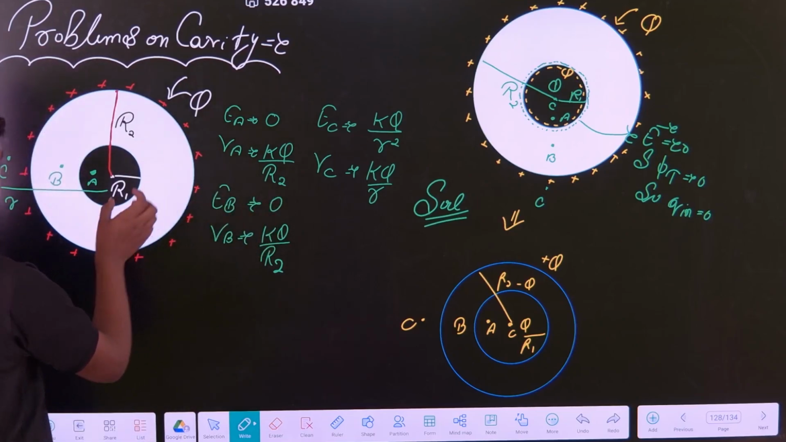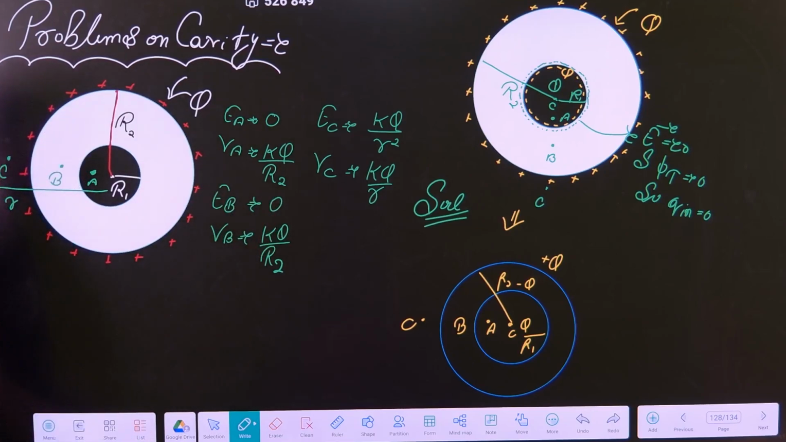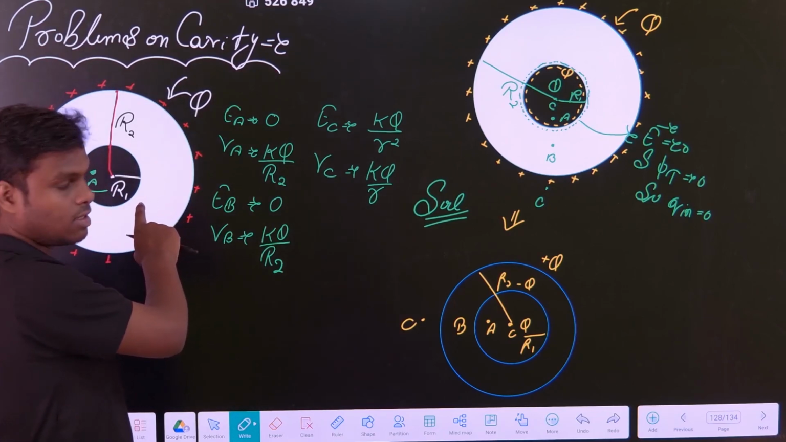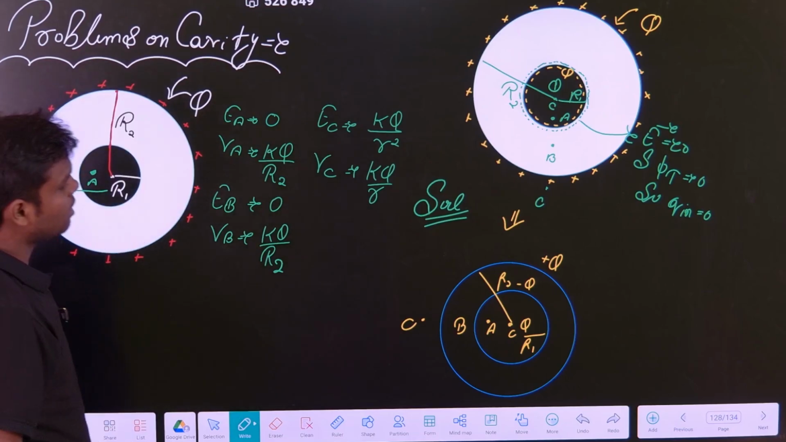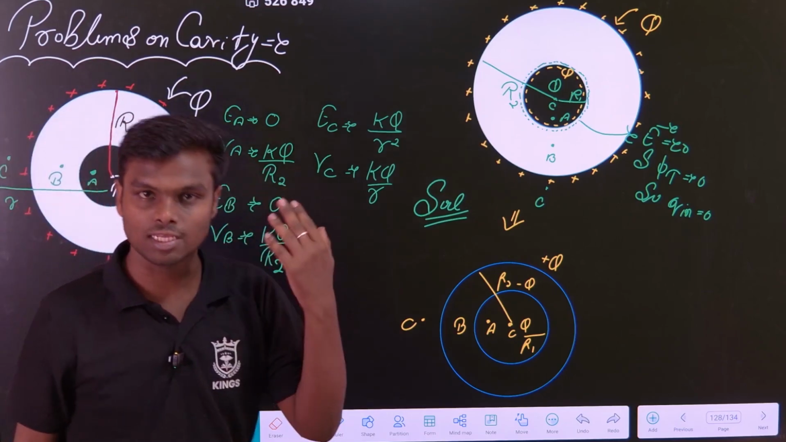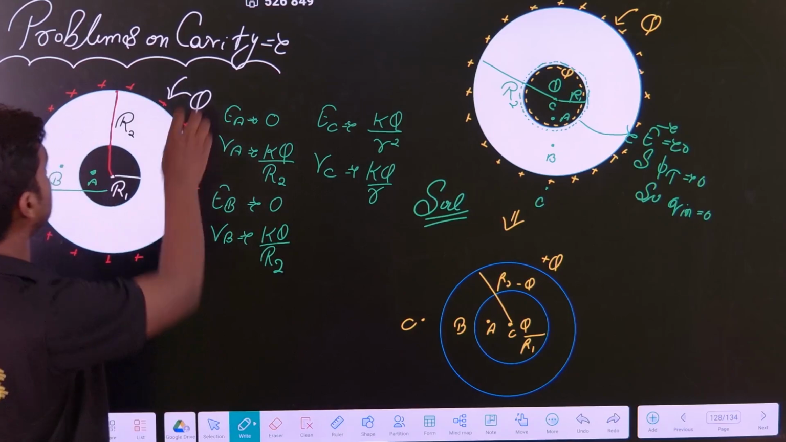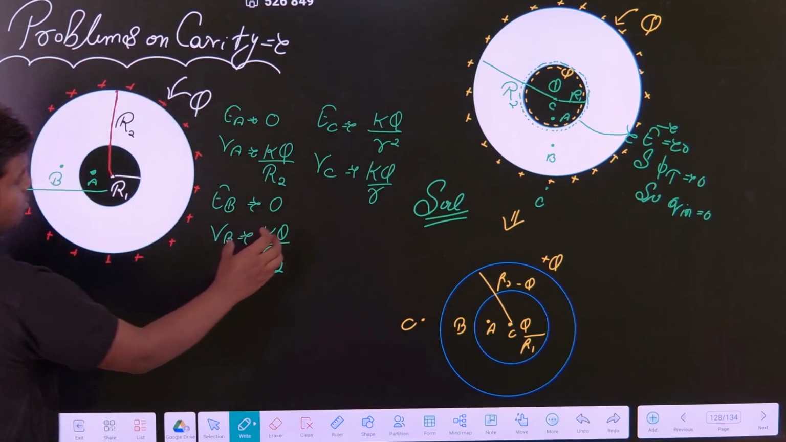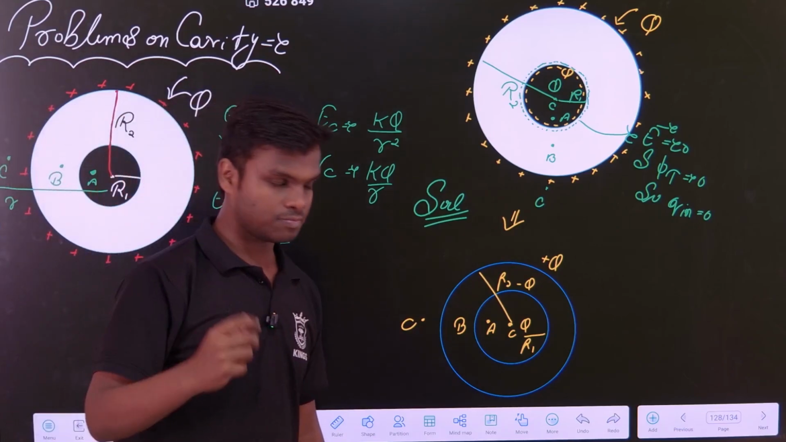Similarly, what is the electric field at B? Obviously this is a material point, so the electric field at B will be equal to 0, correct? Similarly, what is the potential at B? See, the electric field is 0, that means the potential has to be constant, and obviously it is an internal point for this Q, and this will be KQ by R2, that we know.